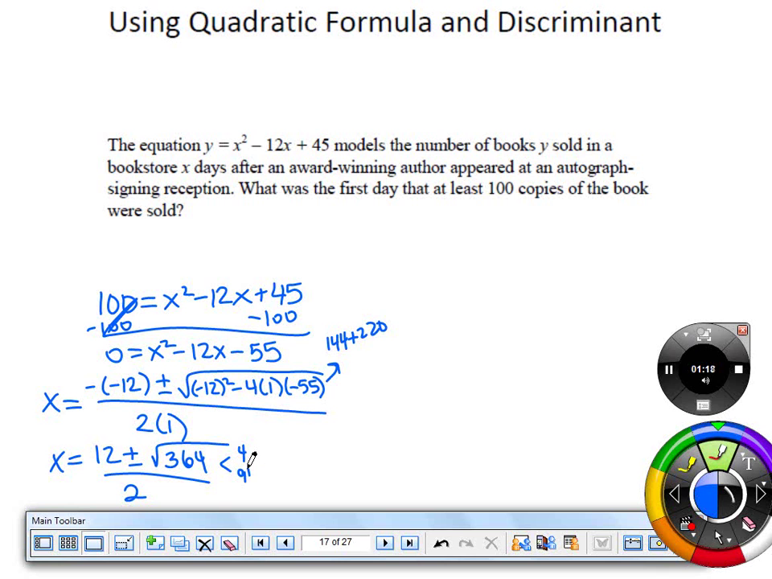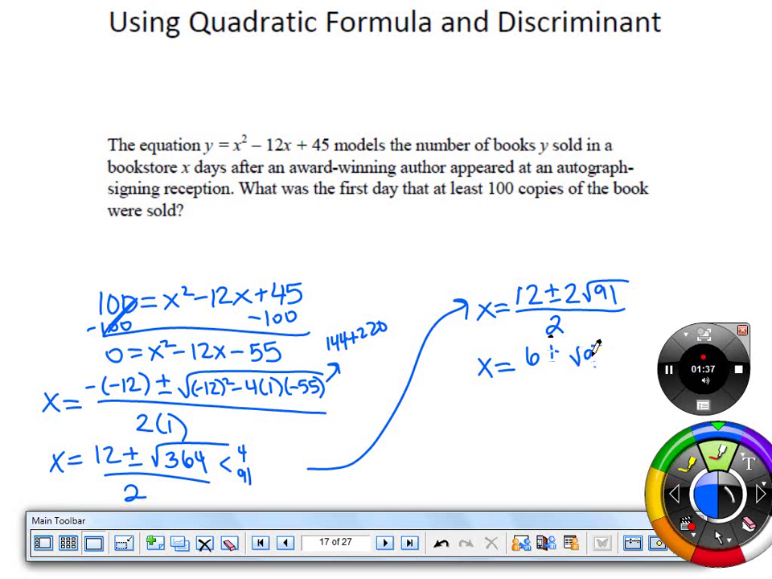So that means this can be simplified. That 4 is a perfect square, so outside the radical, I could have a 2, and then rad 91 over 2. And since these all have a common factor of 2, I would have 6 plus or minus the square root of 91. Now, we have to be a little bit careful about this.